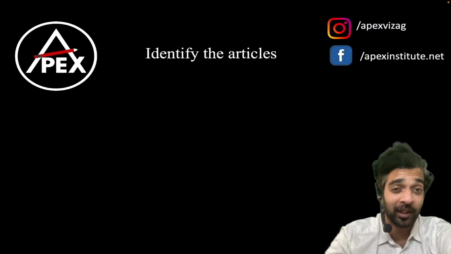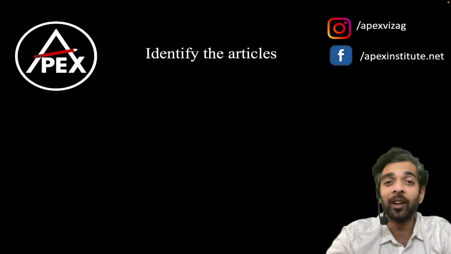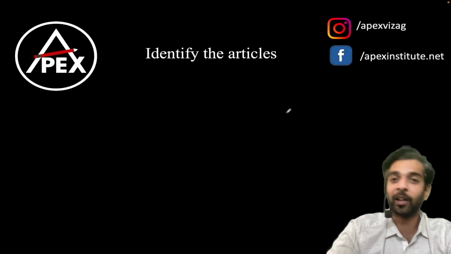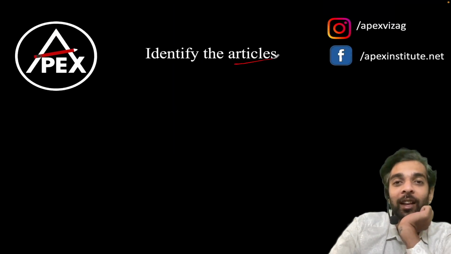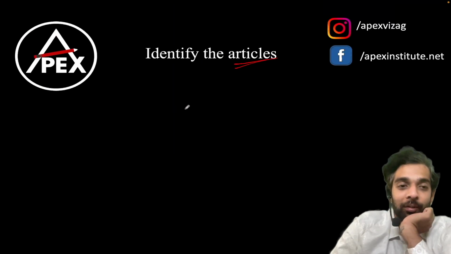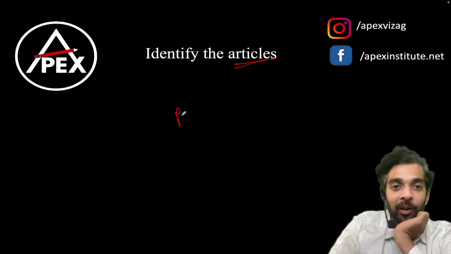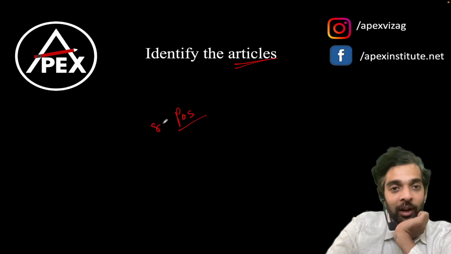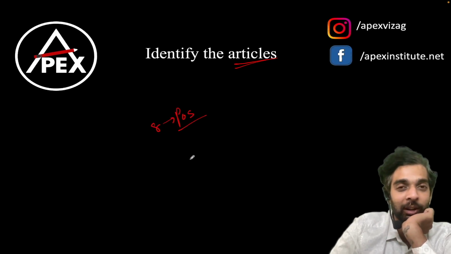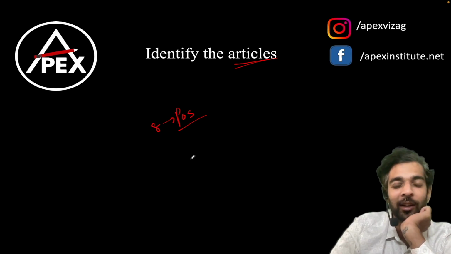So the third part is to identify the articles. Now, again, what exactly are articles? Because as far as I checked last time, there are only 8 parts of speech and articles is not one of them, right? So which part of speech does an article come under?